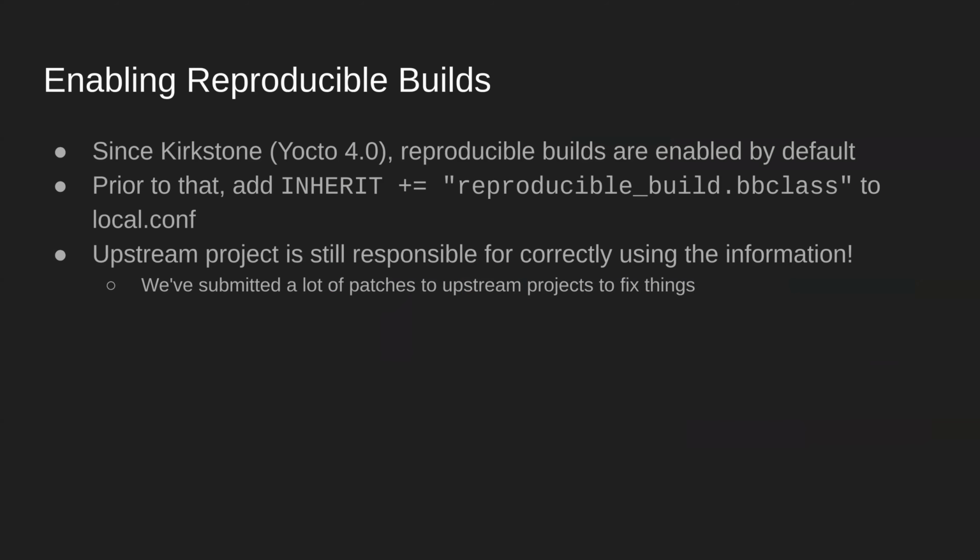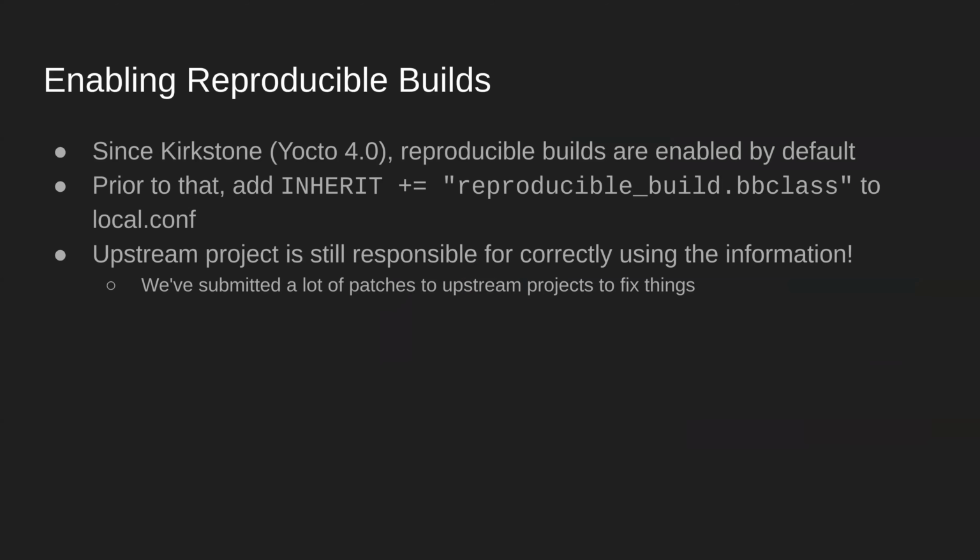So you can enable reproducible builds if you're using Yocto 4.0 or later. They're actually on by default. You don't have to do anything. They're just there. Prior to that, you can add this inherit line to your local conf, and that will enable reproducible builds. What this actually does is it sets up some well-known variables and information, and does a few things to make sure that recipes can build reproducibly.